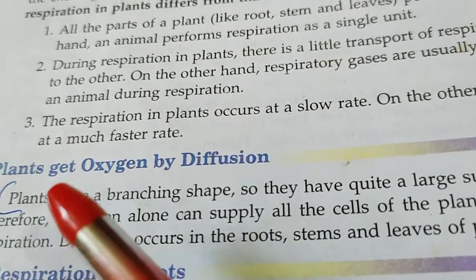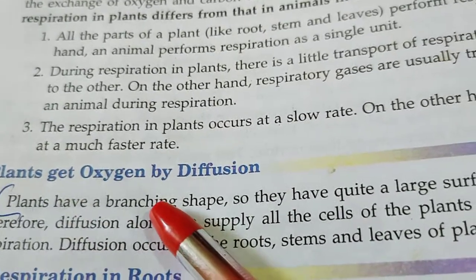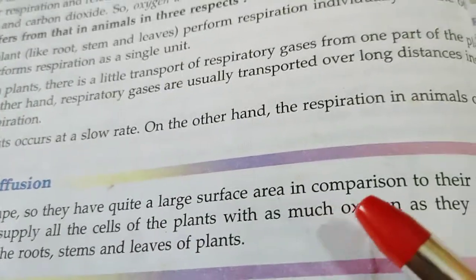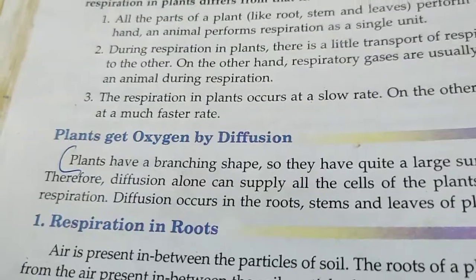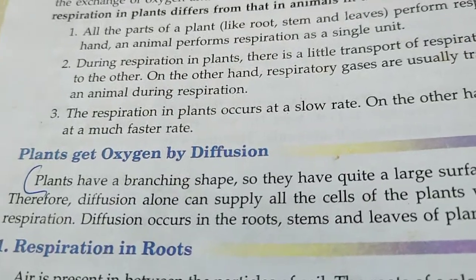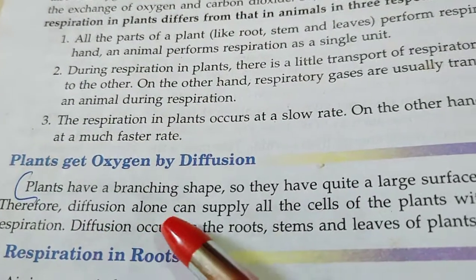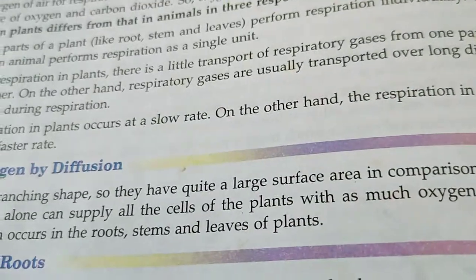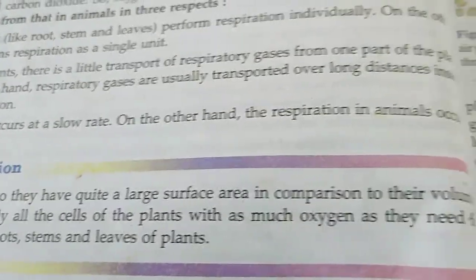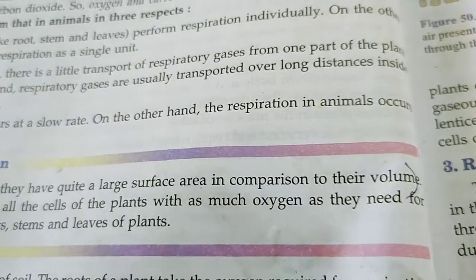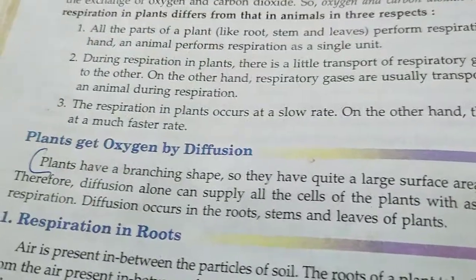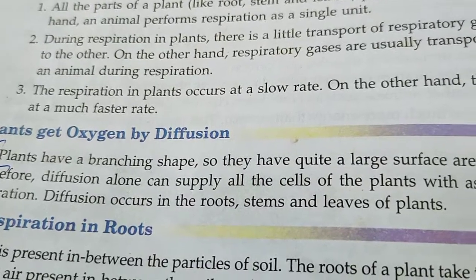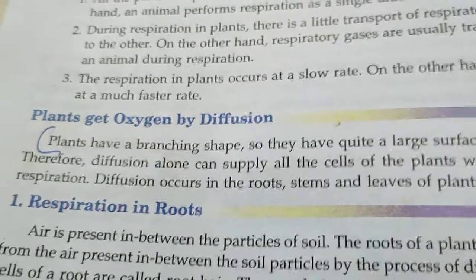Plants have a branching shape, so they have quite a large surface area in comparison to their volume. Therefore, diffusion alone can supply all the cells of the plants with as much oxygen as they need, which is not seen in case of animals. Diffusion occurs in the root, stem and leaves of plants.